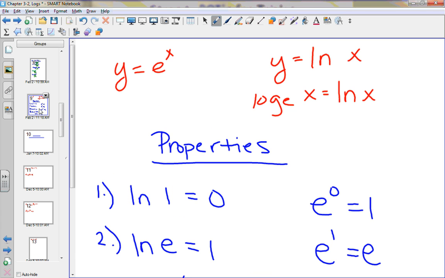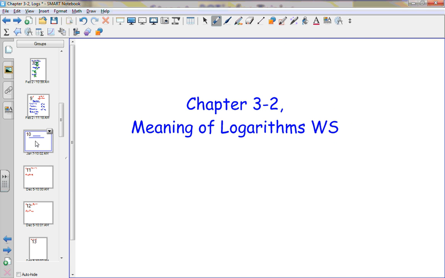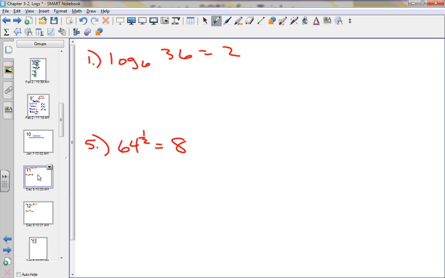Now, same exact properties, I printed those out for you so that you can see them in logarithm properties. And then I also have the worksheet, and we're going to start with the worksheet. I'm going to give everybody the worksheet here. How do you do that?